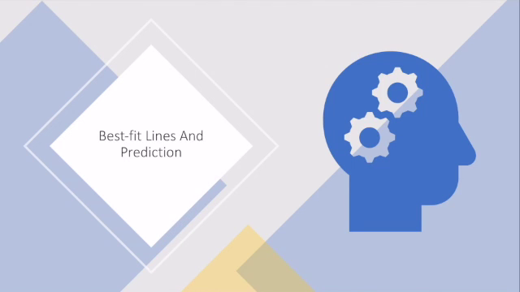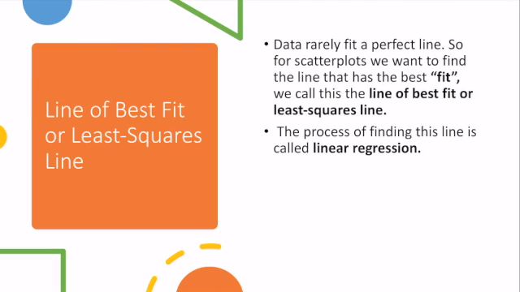All right, let's talk about best fit lines and prediction. It's important to note that data rarely fits a perfect line, right? That would be r equals 1 or r equals -1, our correlation coefficient. So for the scatter plot, we want to find the line that has the best fit. We call this the line of best fit, or the least squares line.